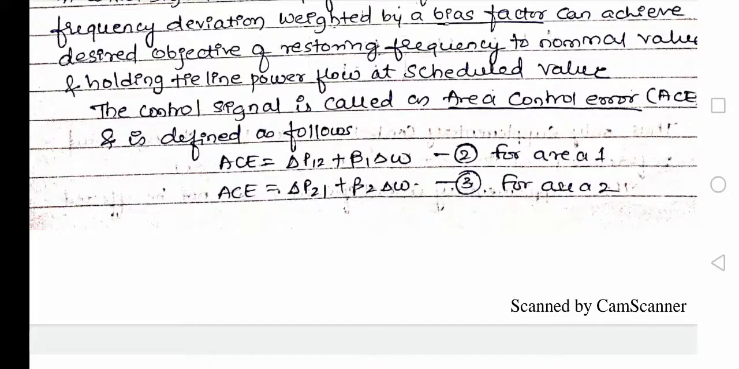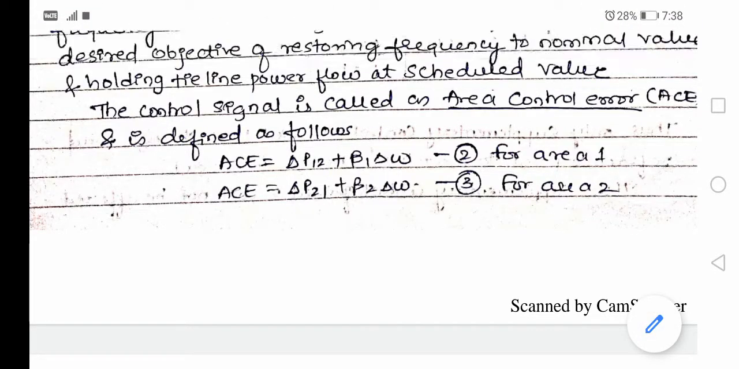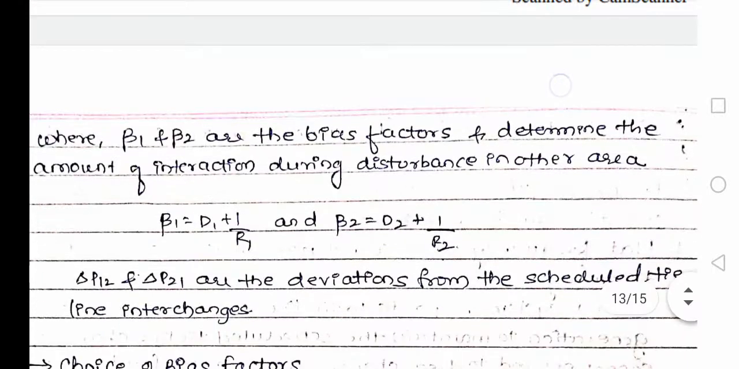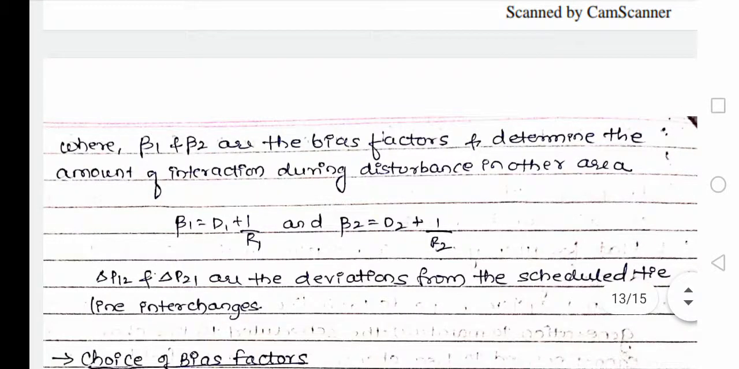Here the only change is P12 and P21, which you are taking for area number 1 and 2, and beta 1 and beta 2. These two, beta 1 and beta 2, we have already derived in the equation for tie line control with primary speed control characteristics in your previous videos. So here beta 1 and beta 2 are nothing but what?